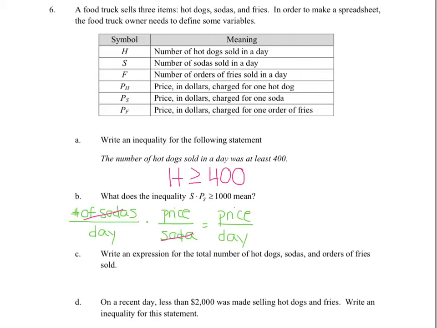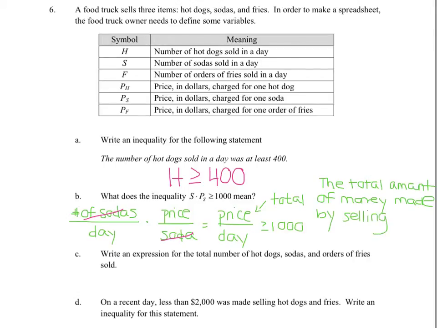Now remember, this is the price of one soda multiplied by the total number of sodas sold. So this price is actually going to be our total price per day. And the way that we can write this, we know that it's greater than or equal to 1,000. What it means is the total amount of money, and we should specify this is made by selling sodas, was at least, because we can see it's greater than or equal to, so it's going to be $1,000 or more. So was at least $1,000. So when they sold sodas in one day, they made at least $1,000.